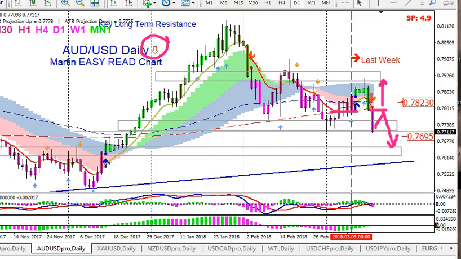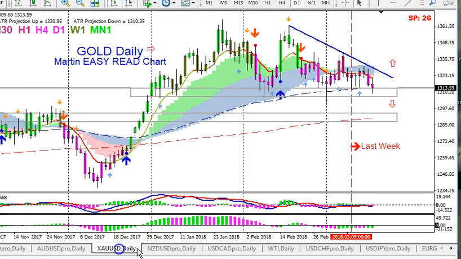Okay, so just keep that in mind. Let's take all that off, and let's move right to gold. Talk about gold after the Australian dollar, because the Australian dollar, the currency, is tied into how well gold is doing. Take a look up here.